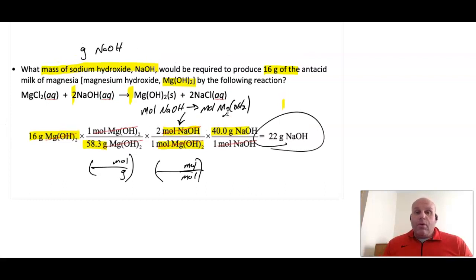So it's going to be really important for me when I read these problems to think about, what is the problem asking for, where am I going, and then what is the problem giving me, where am I starting, and then set up our factor label method here, our conversion to get from point A to point B.